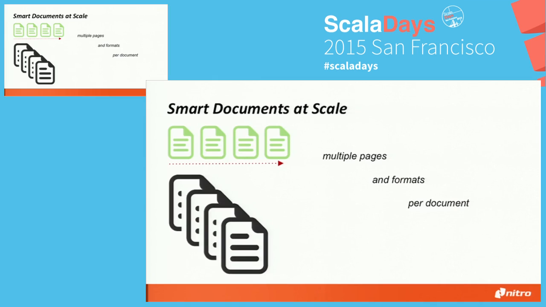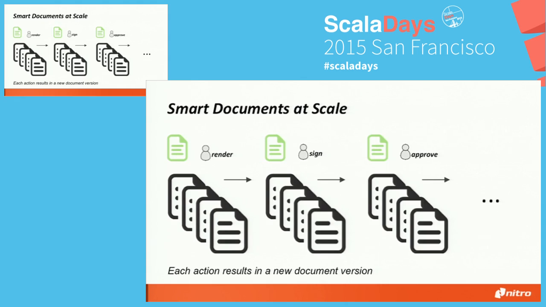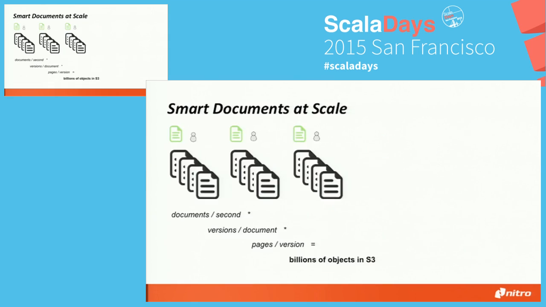So I want to dive in a little bit on smart documents at scale, just to give you an idea of the complexity of the system. As you might have guessed from the title, we use Amazon S3 for storage. Each document could have multiple pages and formats, each of which become multiple S3 objects. The flows that I was talking about will potentially produce a new version of the document. So now you've got multiples of your pages and formats for a single document.